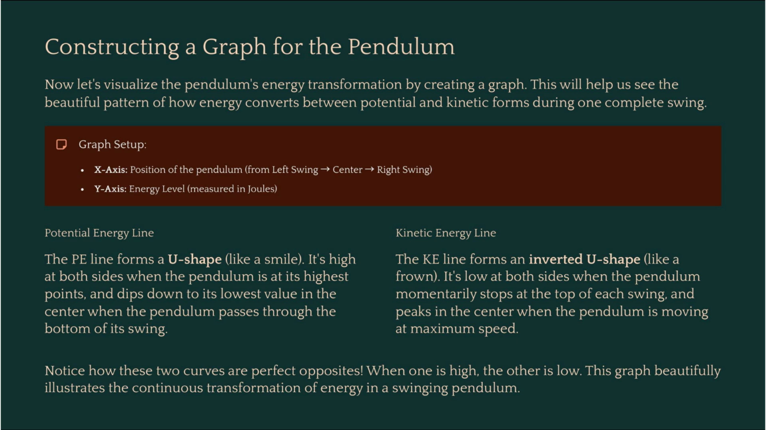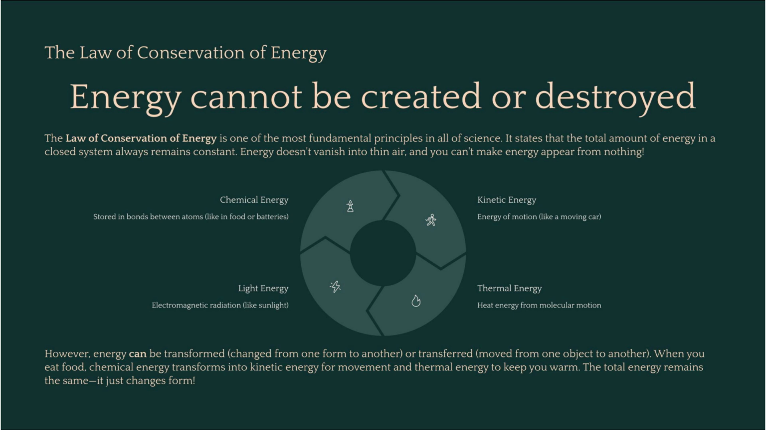These intersecting lines visually confirm that energy is simply changing forms as the pendulum swings. The most important rule in energy is the law of conservation of energy. This law states that you can't make new energy and you can't destroy old energy. It just changes its form or moves to a new object.